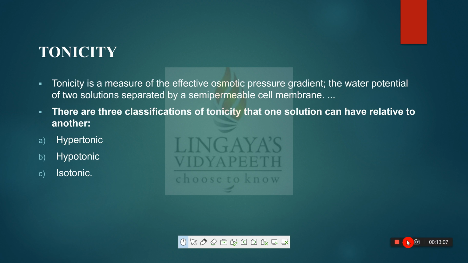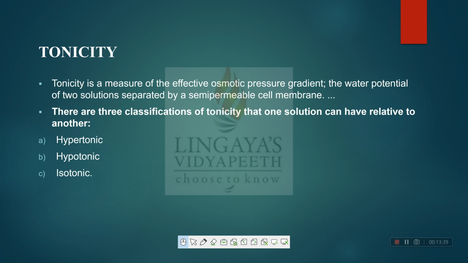So what is actually tonicity? Tonicity describes how an extracellular solution can change the volume of a cell by affecting osmosis. So it is a measure of the effective osmotic pressure gradient. A solution's tonicity often directly correlates with the osmolarity of the solution.